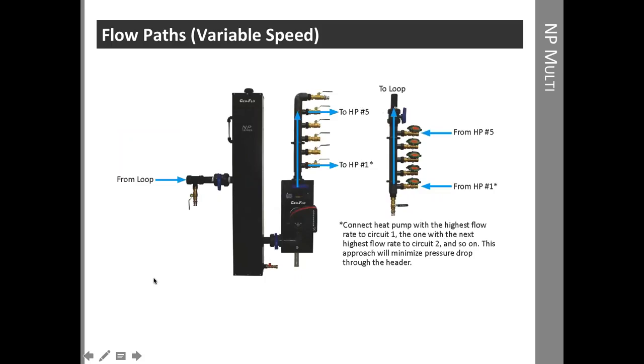All right, let's take a look at how these actually operate. We looked at the schematic earlier. Let's look at the flow paths. When this is piped up in your mechanical room, the from loop is coming into the left-hand side, going into the tank. The pump draws from the bottom of the tank and then delivers flow to each of the heat pumps. From the heat pumps, the zone valves turn on and off based upon which heat pump is running, or if all are running, then all of the zone valves are open.